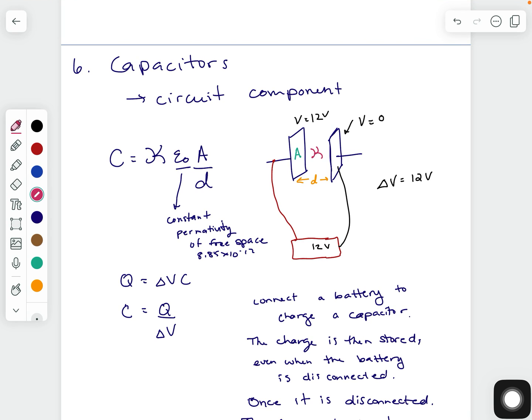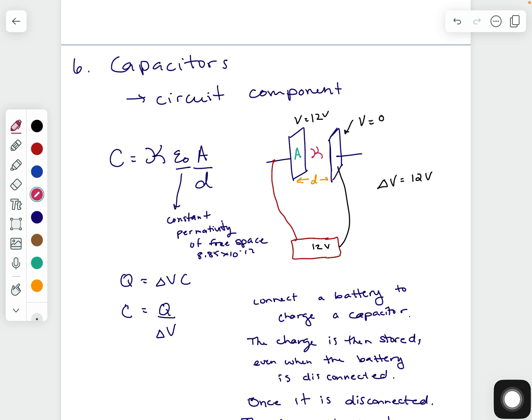All right, last one. I'm going to do 6 and 7 in one video. So section six is about capacitors. And capacitors are a circuit component. I showed you a couple in class, but we will definitely be seeing them more as we go through the next unit, which is circuits.